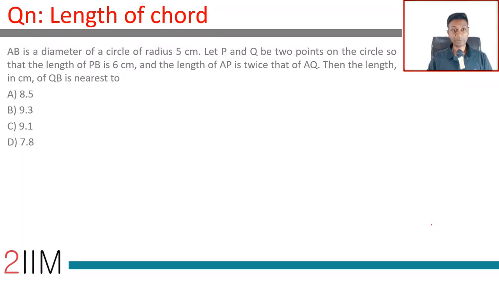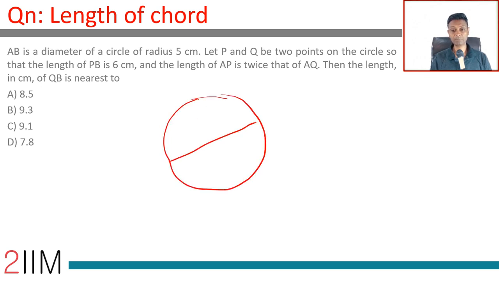AB is the diameter of a circle of radius 5 centimeters. Let P and Q be 2 points on the circle, so that the length of PB is 6. AB measures 10, radius is 5. P and Q be 2 points on the circle, so PB is 6. Length of AP is twice length of AQ.